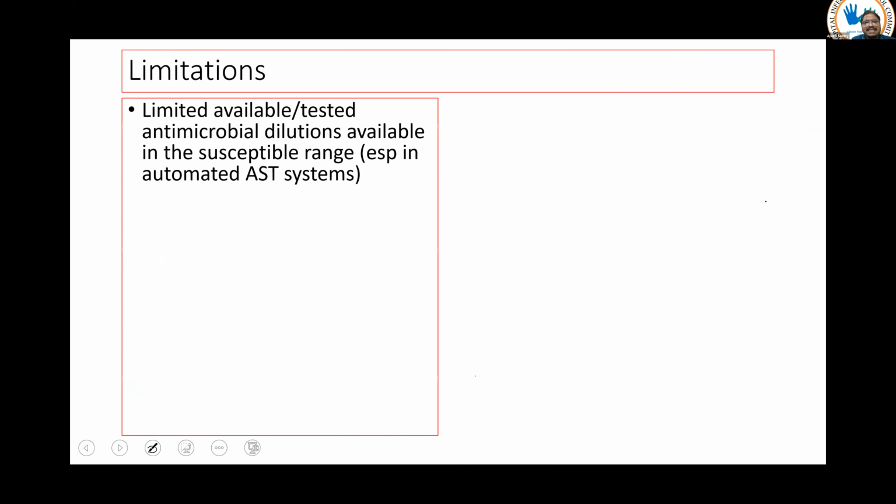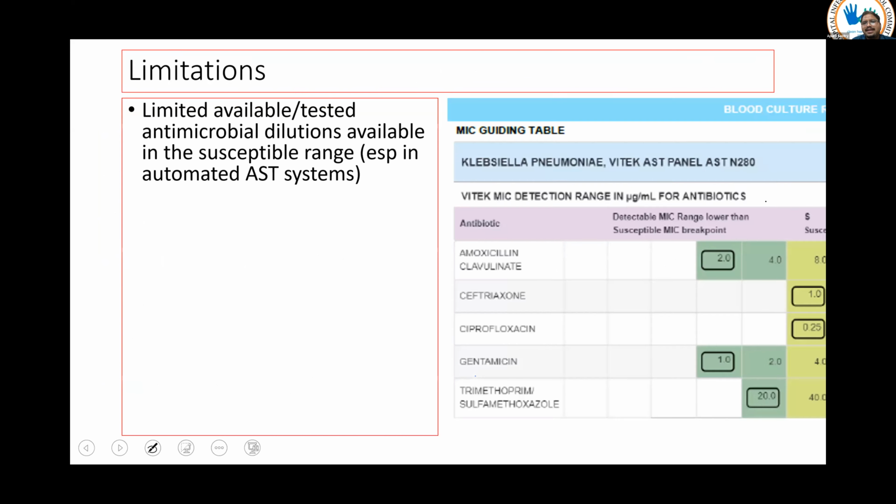So it has some limitations, like the antibiotic dilutions, usually, especially in automated susceptibility systems, have a limited dilution range. Like this example, for ceftriaxone and ciprofloxacin, the last dilution to be tested in the susceptibility range is our susceptible breakpoint. So the therapeutic index of ceftriaxone cannot go beyond 1. Similarly for ciprofloxacin, so it would appear falsely as a poorly effective drug. So this may not be the case. Okay, so you should keep these parameters also into consideration.